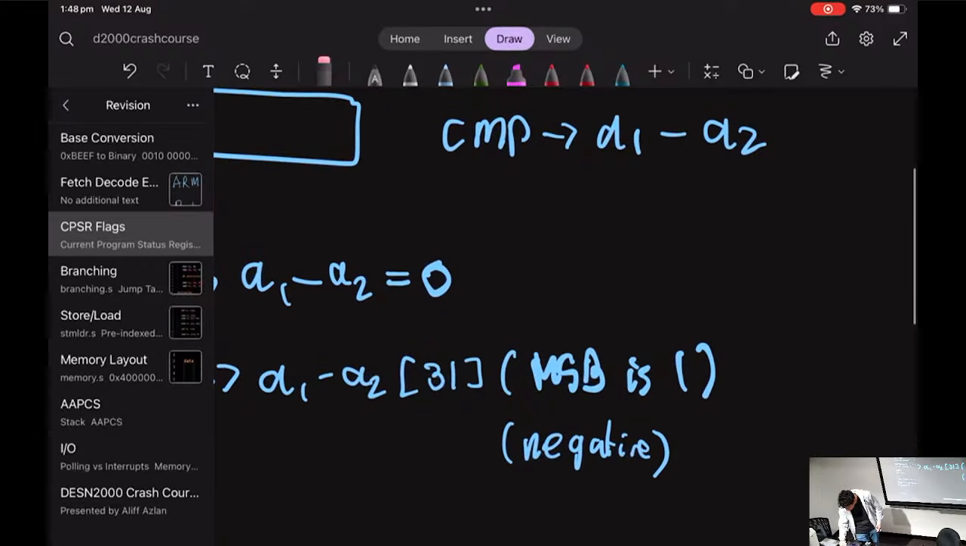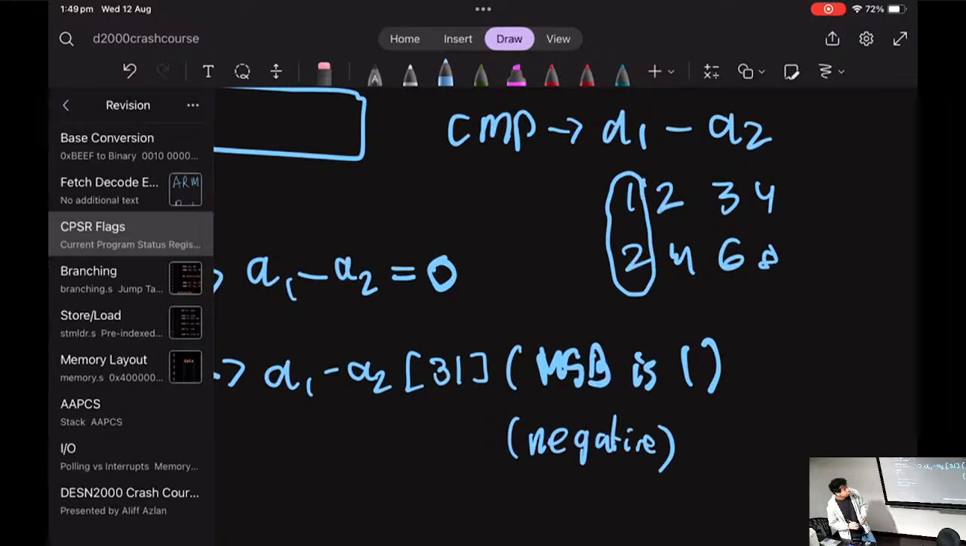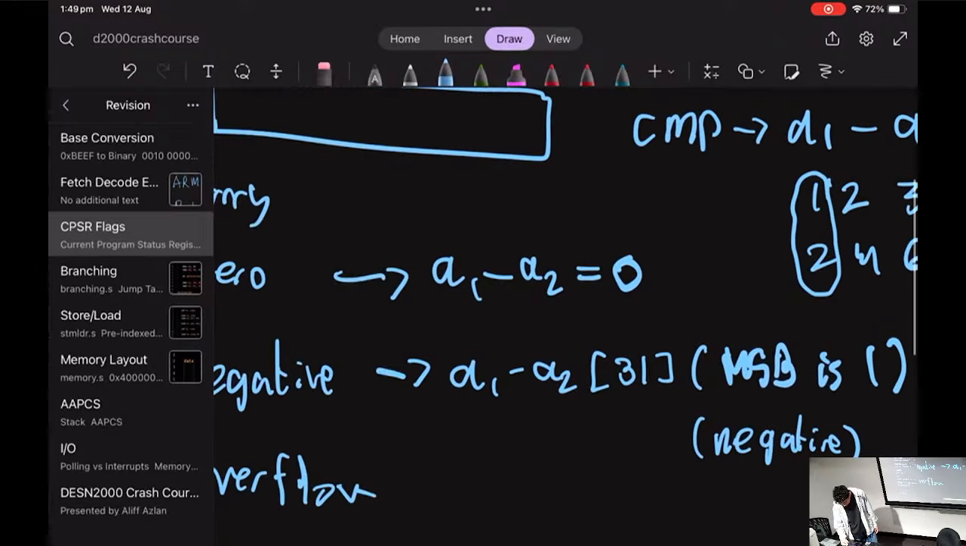Let's say if you think of A1, A2, we have like 1, 2, 3, 4 and 2, 4, 6, 8. All we want to check is, does this last subtraction need to borrow from anything? So it checks if there is borrow.